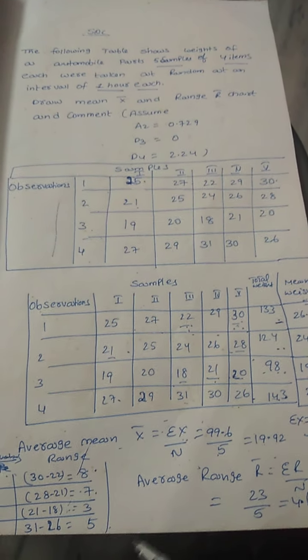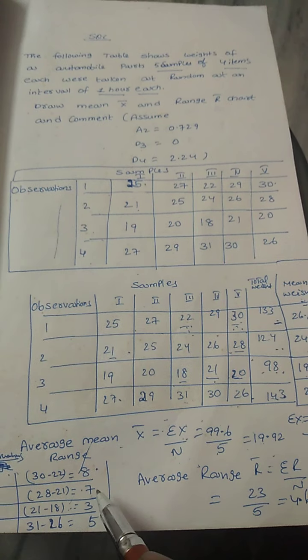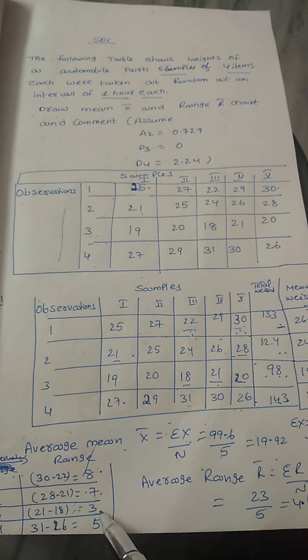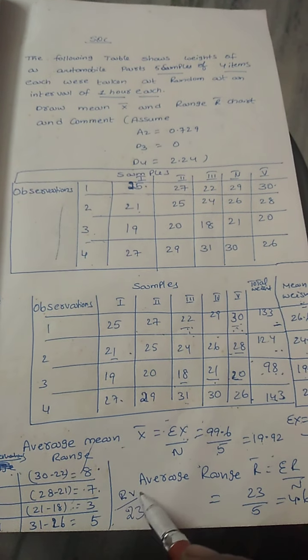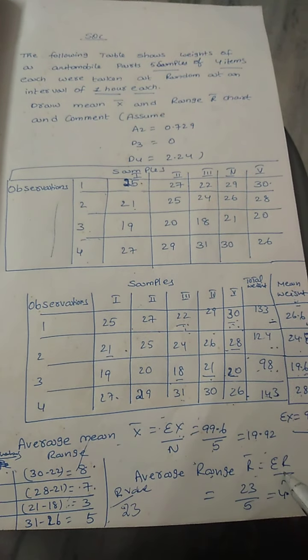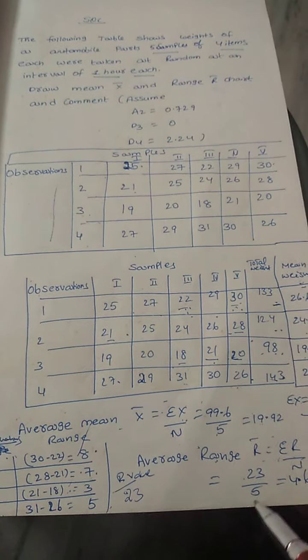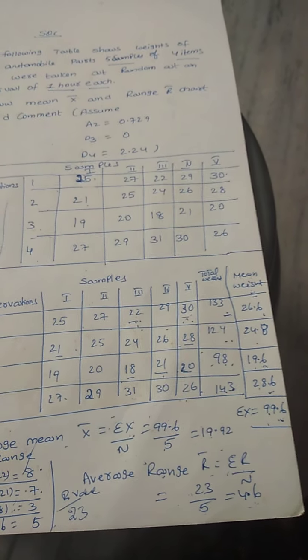What is the average range? Just add all these, 8 plus 7, 15. 15 plus 3, 18. 18 plus 5, 23 is your R value. So range R is equal to 23. So 23 by 5, 4.6.